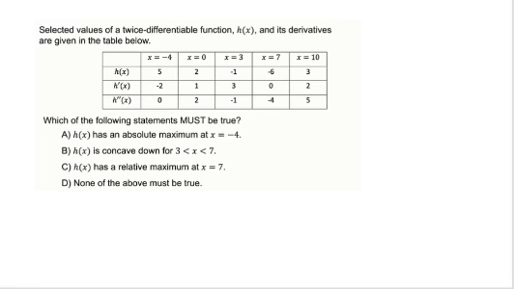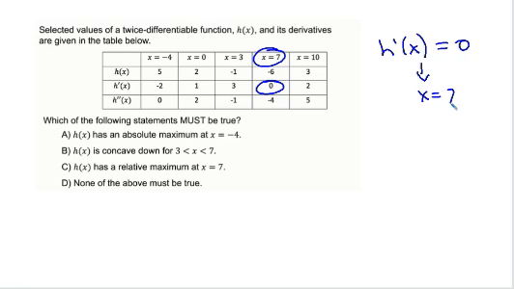Finally, an AP type question. Selected values of a twice differentiable function h of x and its derivatives are given in the table below. Which of the following statements must be true? Well, we're talking about extrema. So first, when would h prime of x be equal to 0? Right here, when x is 7. H prime of x equals 0 when x equals 7. There's a critical point.